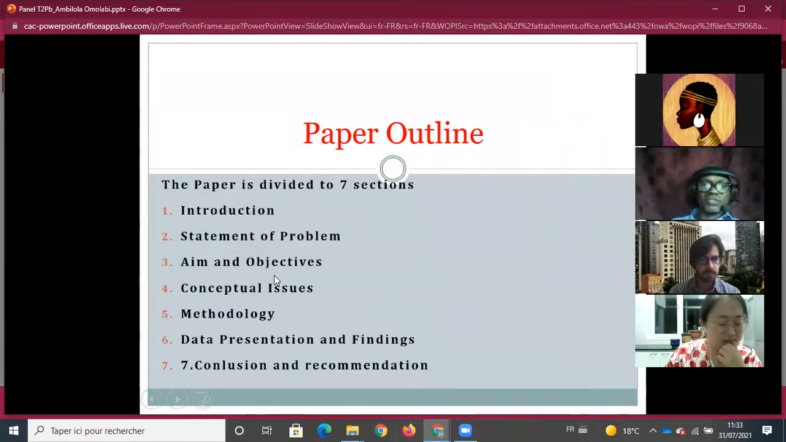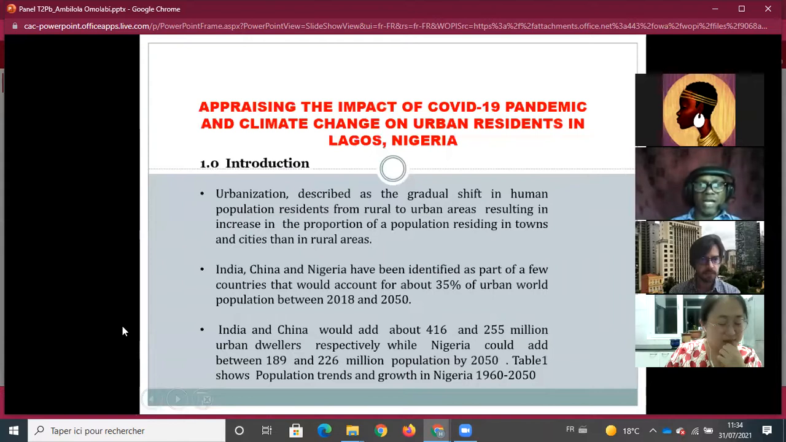The paper is divided into seven sections. I have the introduction, the statement, aim and objective, conceptual issues, methodology, data presentation and findings, conclusion and recommendation. Actually, I will urge the participants to look out for the statement of problem, conceptual issues, then the methodology, and then what I found out in the analysis, and then conclusion and recommendation. By way of introduction, Nigeria is an urbanizing country, and more emphasis, people, particularly the youth, are moving from the rural area to the urban area.